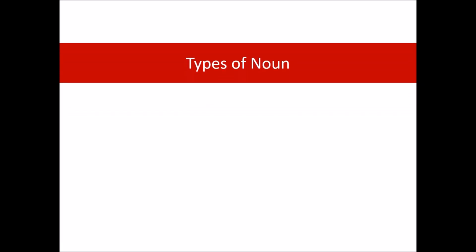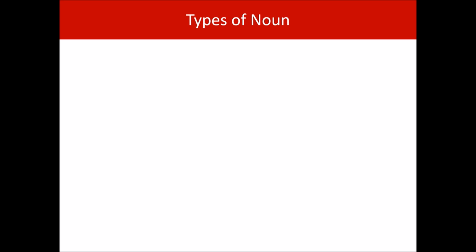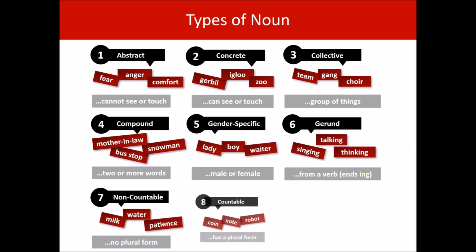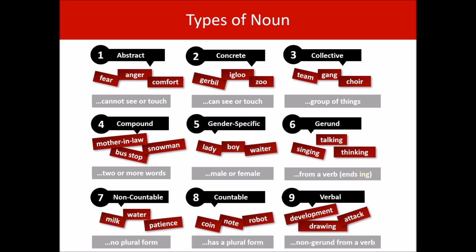In this video, we're going to look at the different types of noun. We're going to cover 9 types of noun: abstract, concrete, collective, compound, gender-specific, gerund, non-countable nouns, countable nouns, and verbal nouns. This slide might be enough for you. It gives 3 examples and a very brief explanation of what each type of noun is. But before we look at these 9 types of noun, there's something else we need to talk about.